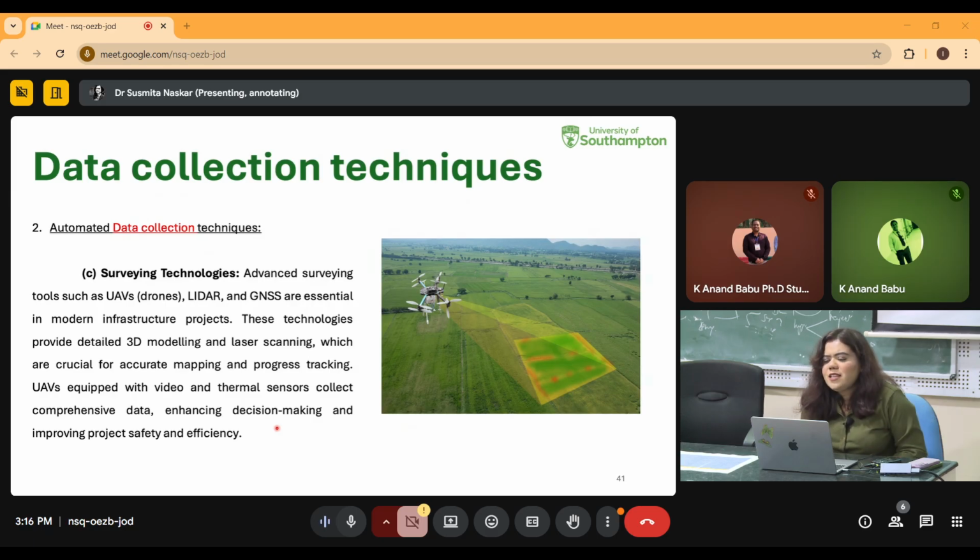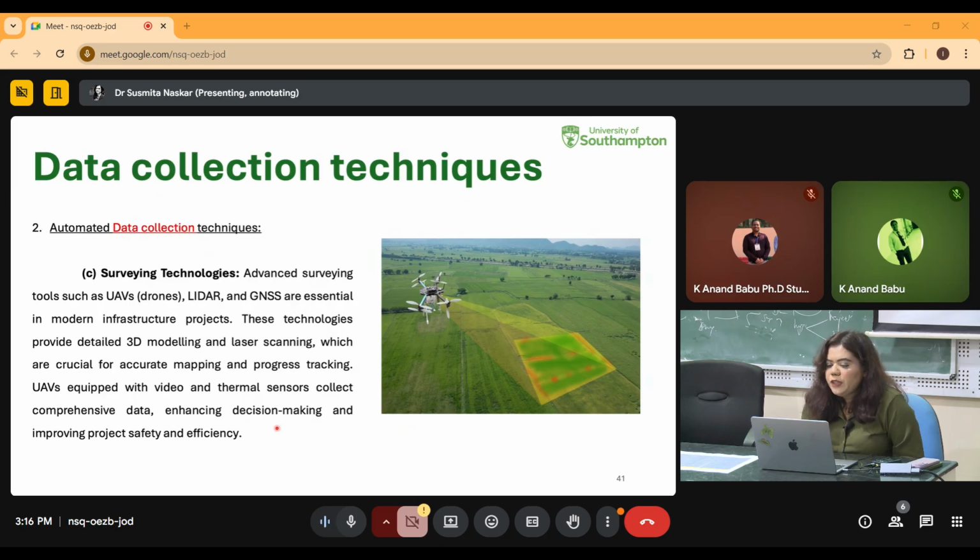There are several ways we monitor data in modern infrastructure projects where we cannot reach using manual methods. There are a lot of advanced tools we use, and the main, widely used ones are UAVs, the small aeroplanes or drones, LiDAR, or GNSS, which are satellites. They have become very essential for infrastructure monitoring.